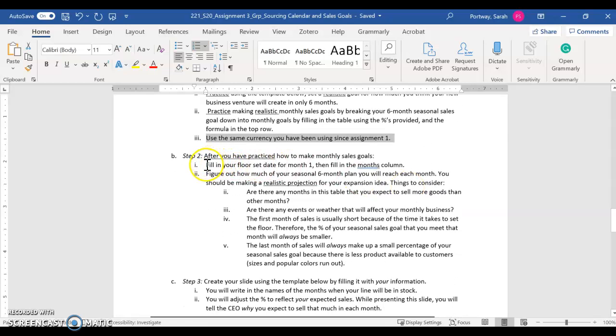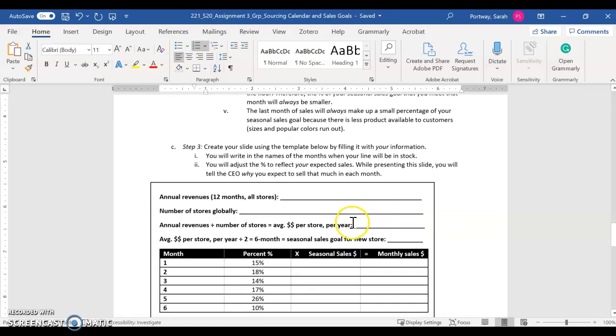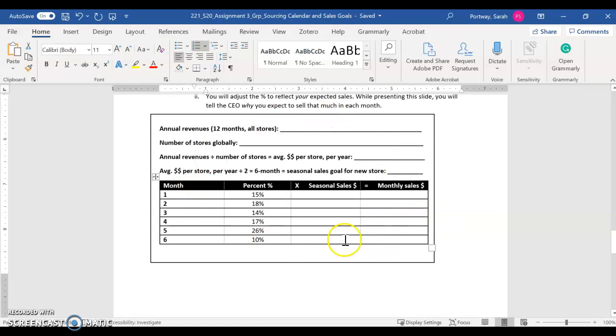So after you've practiced, you're going to fill in your floor set date for month 1, and then fill in the months column, which I'll show you in just a second. And then we'll work through the rest. So basically you're going to use this exact template right here. So in month 1, that's your first month when your product's on the floor. And let me show you how we work through this.